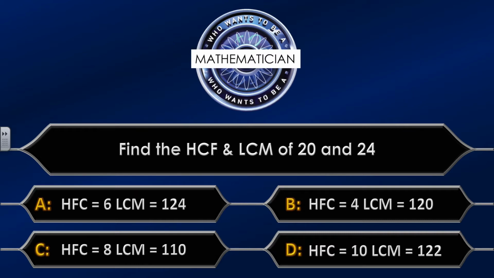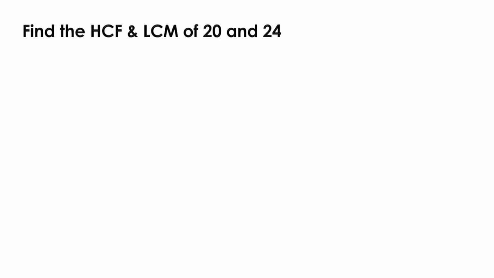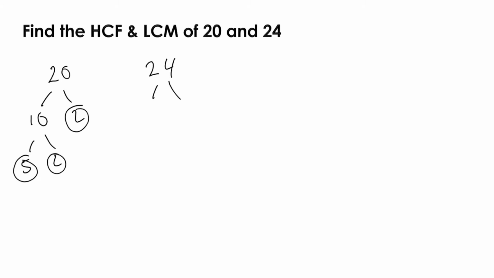Alright, the correct answer is B. Find the highest common factor and lowest common multiple of 20 and 24. First of all, we need to break it down to find its prime factors. To do that, we're going to use prime decomposition. So 20, break it down to 2, 10, 5 and 2. So this is a prime number, prime number, prime number. Do the same thing to 24, break it down. 2, 12, 2, 6, 3, 2. We have 3, 2, 2, 2.